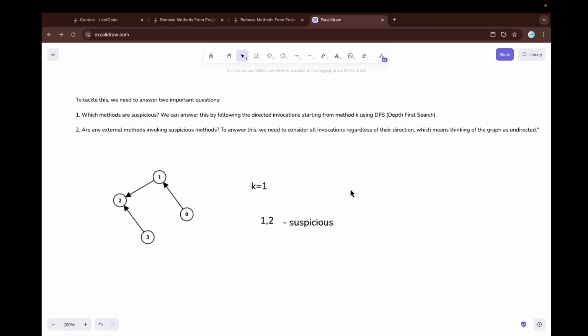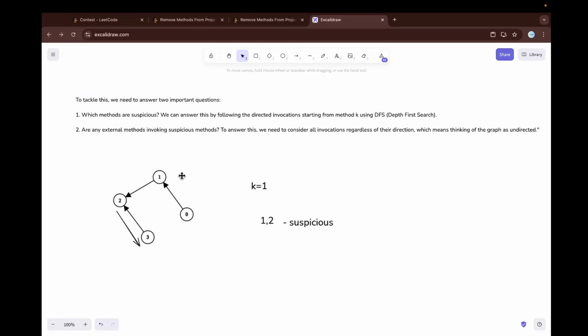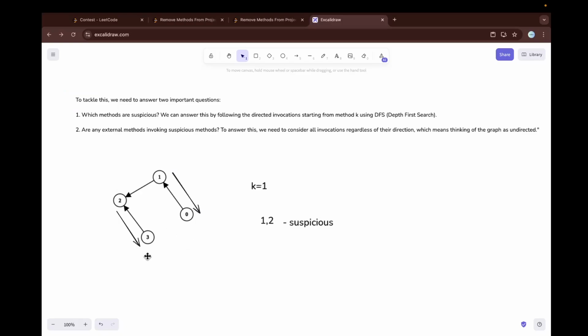from 1. But the second question is, how do we know whether 2 or 1 is getting invoked by any external node? So what if there is an imaginary edge from 2 to 3, and there is also an imaginary edge from 1 to 0? So we can easily find out that 2 is also getting invoked by someone. If there were an edge from 2 to 3, then we can easily find out that 2 is getting invoked by someone externally.